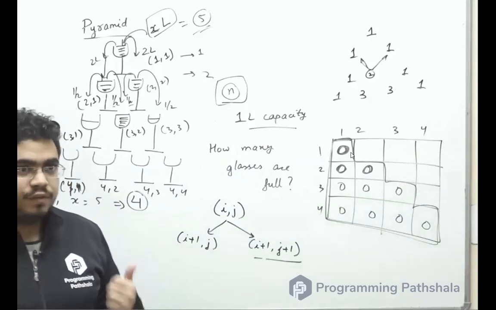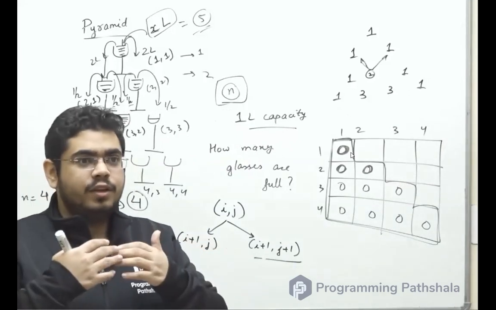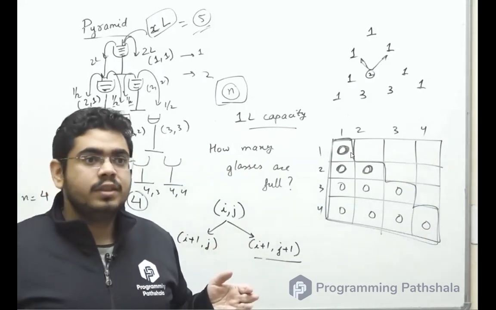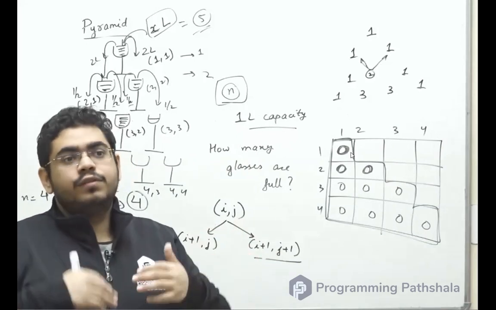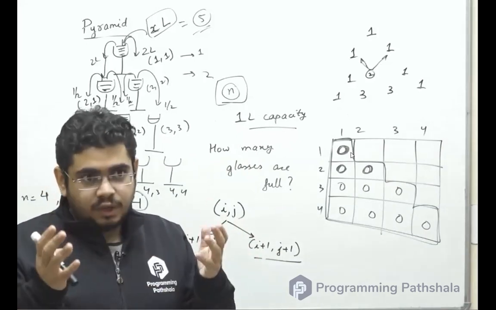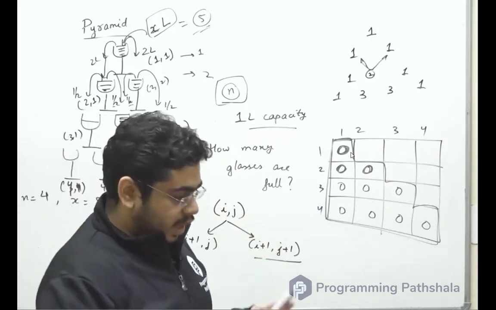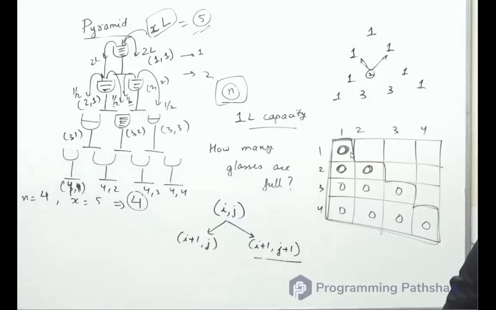What we will do, we'll first see if the glass is already full, whatever liquid comes, we'll just make it overflow on both sides. If the glass is not full, first we'll try to fill it. And if it still overflows, we'll again push the liquid on both the sides. So let's try to write a quick code for this.